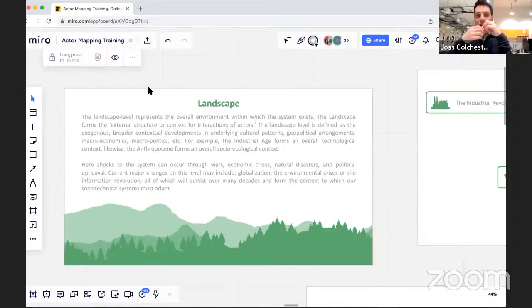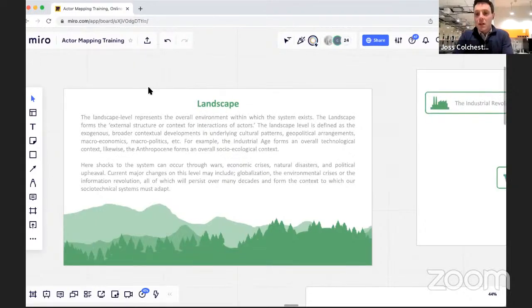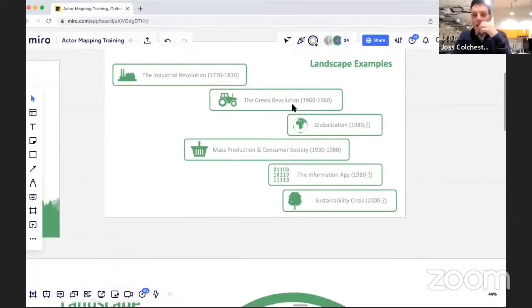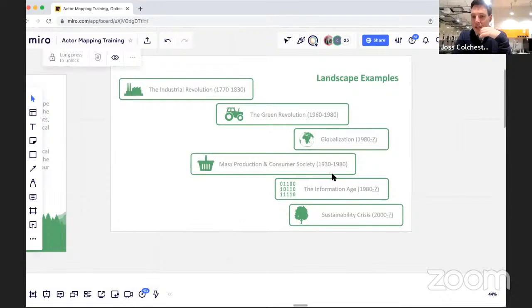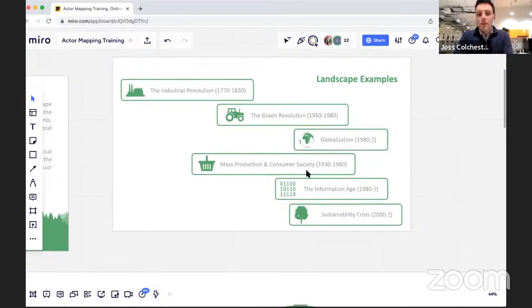The landscape level is defined as the exogenous, broader contextual developments in underlying cultural patterns, geopolitical arrangements, macroeconomics, macropolitics, and so on and so forth. For example, the industrial age forms an overall technological context. Likewise, the Anthropocene forms an overall socio-ecological context. So these here are examples of some of those landscape changes and processes: the Industrial Revolution, the Green Revolution, agriculture, globalization, mass production, consumer society, information age, and so on. They're long-term major processes of change that basically affect everyone.